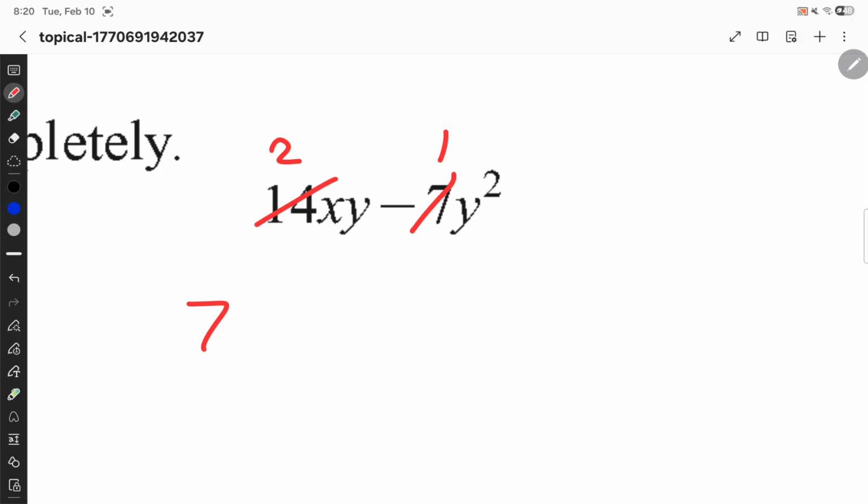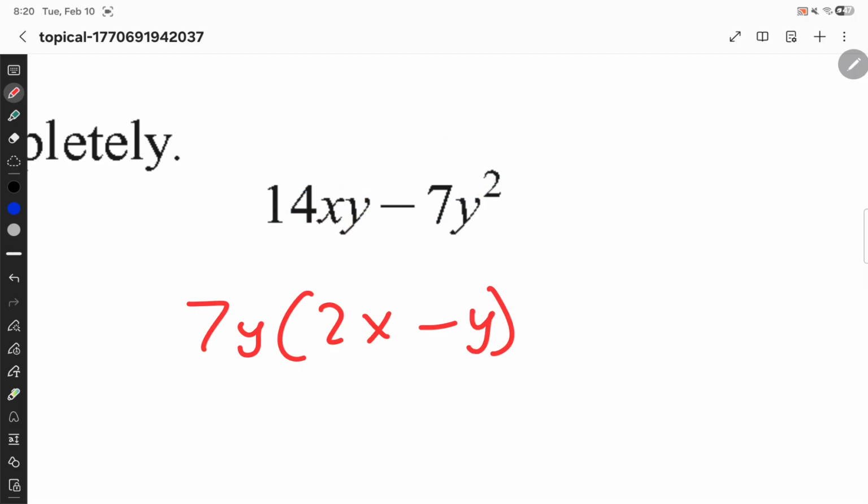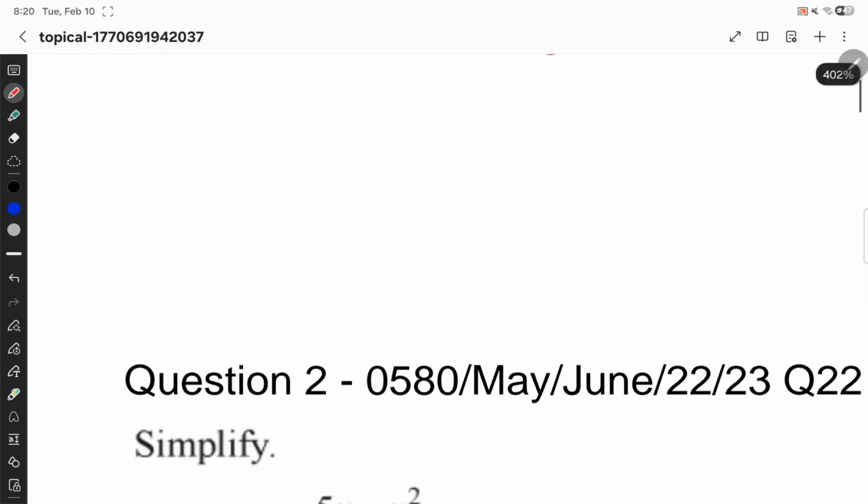Next is variables. If you see, they have y common, because y squared is y times y. If we divide by y, this is 1 and this is just y. So we can divide by 7y to get 2x minus y. If you want, you can verify this by expanding and seeing it is the same as the step above. So this is how you factorize.